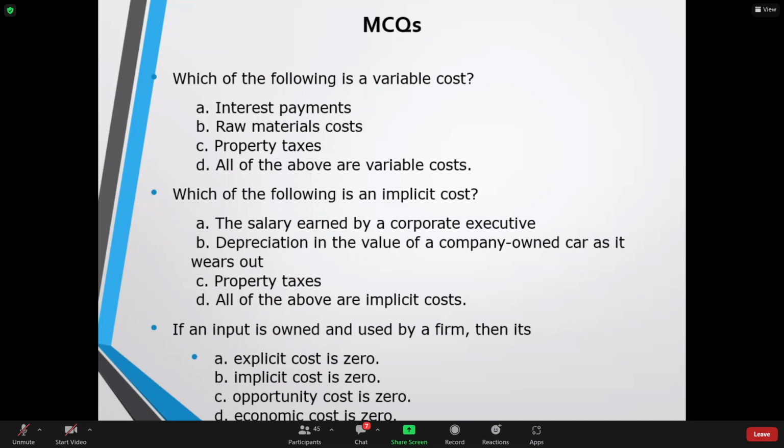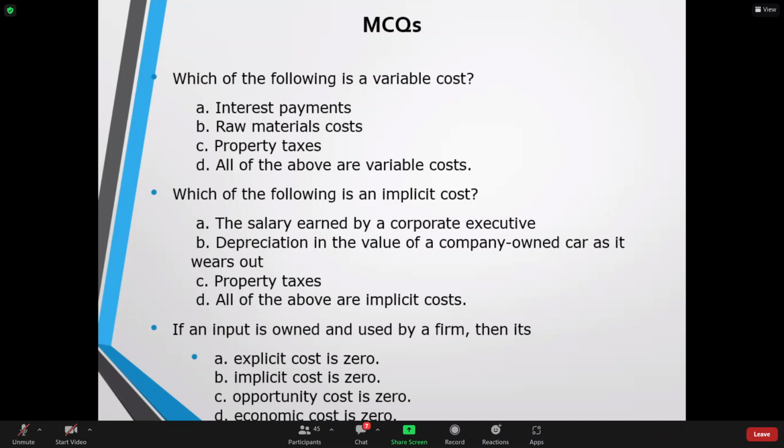But did you all say? Yes, input is owned and used by a firm. Then it is, I use my own car, vehicle or own property as my factory or the office, right? So I don't have to state anything explicitly. So explicit cost is 0. Implicit cost is 0 means it's a wrong answer. Why? This is implicit cost actually.